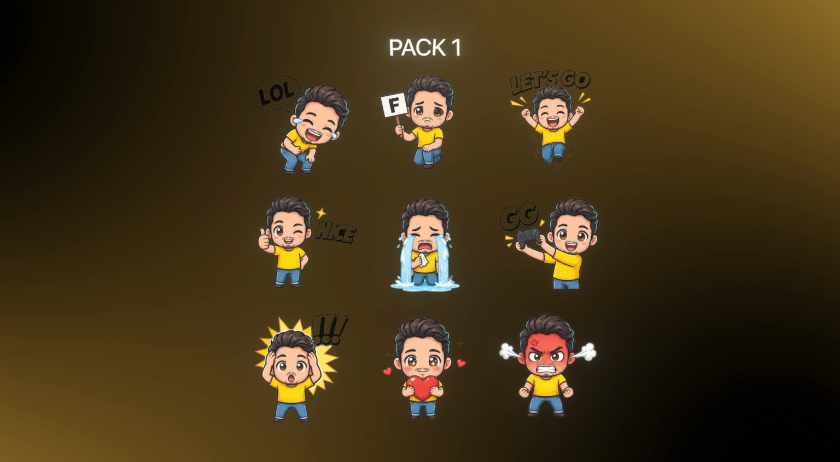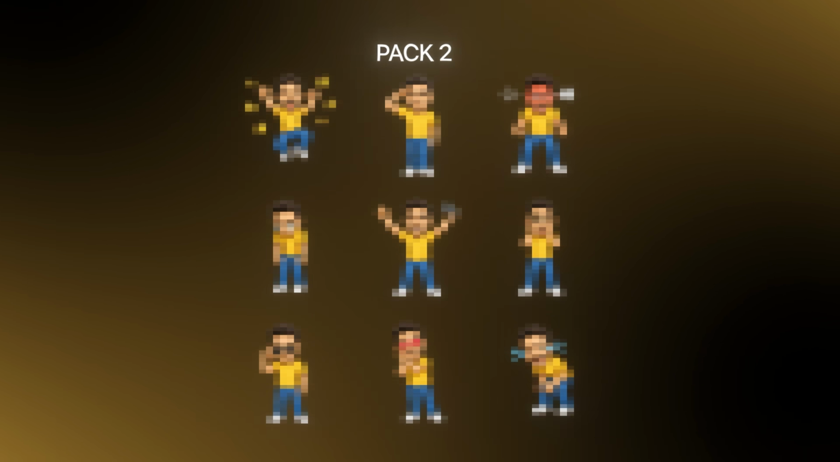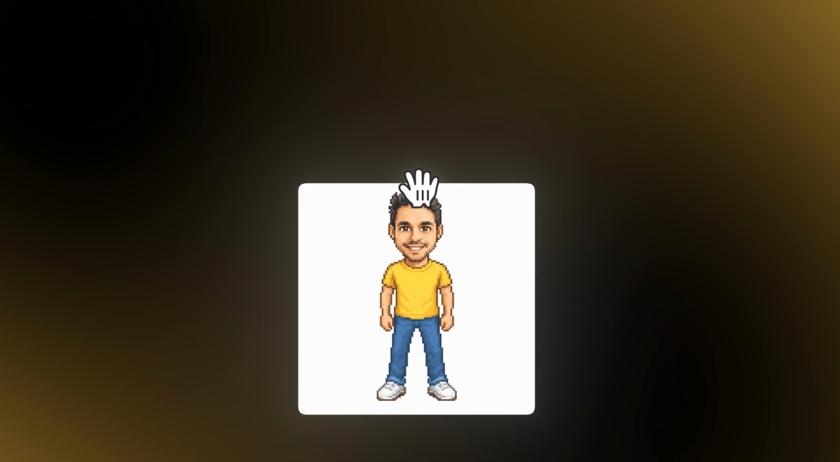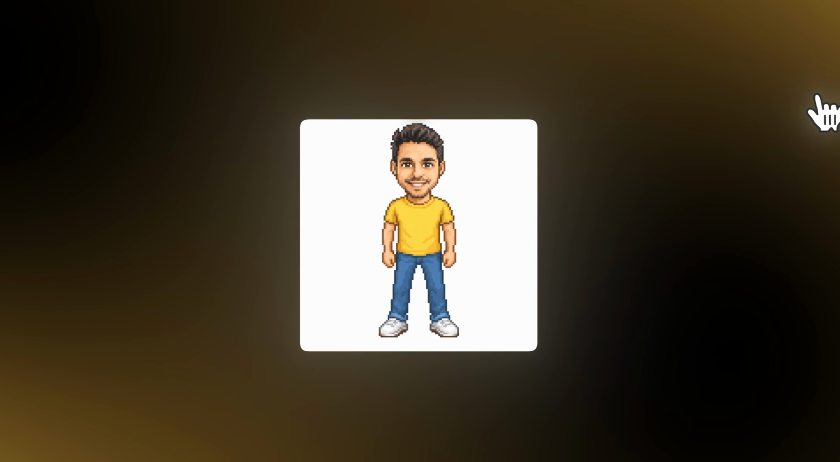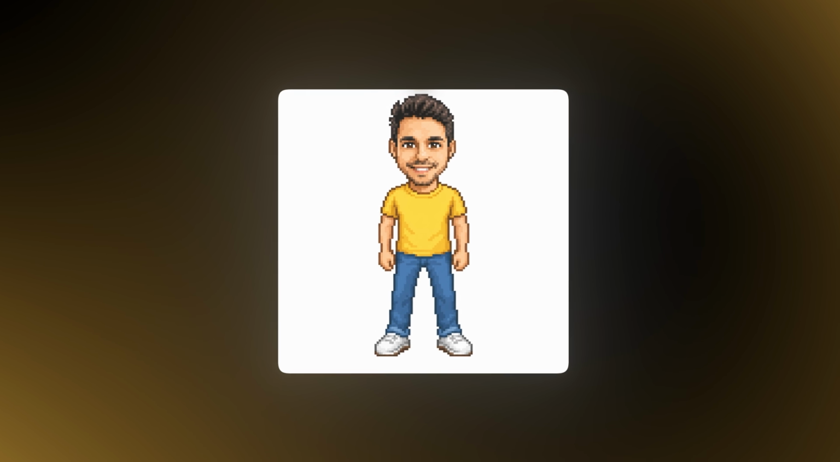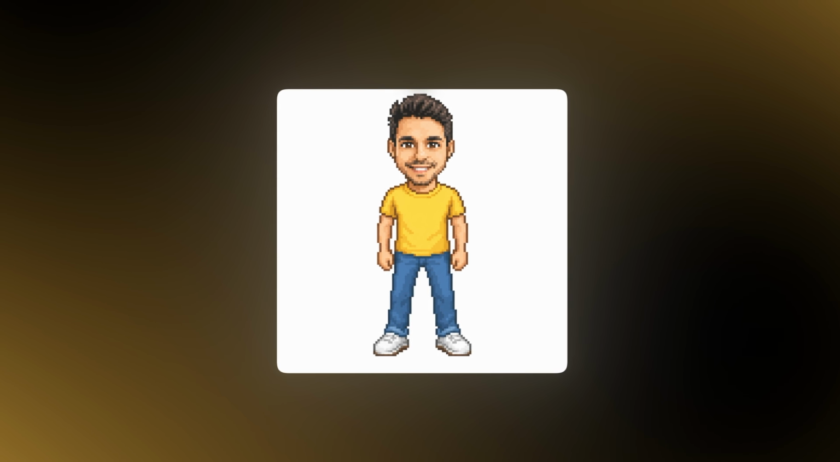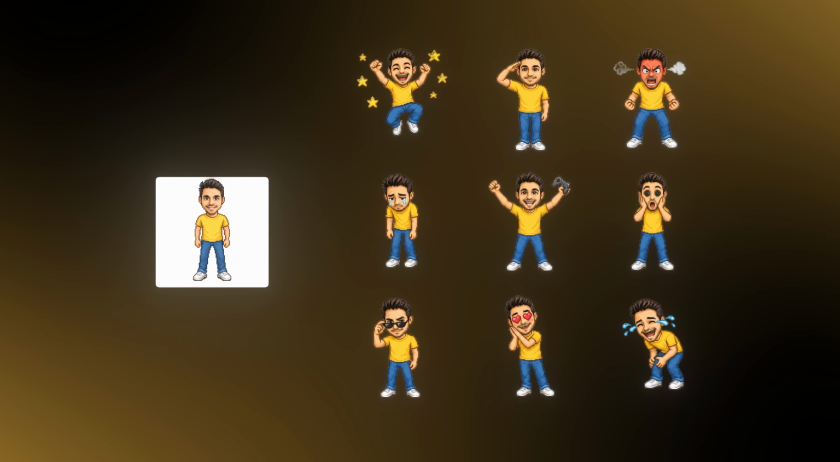I don't want to stop at just one pack though, so I'll build a second one too, and the tricky part is making sure it doesn't feel like a copy of this one. For the second pack, I'll switch to a completely different look, clean 8-bit pixel art. The method is the same as the first pack. I'll lock in a starting point first, and then build the 9 reactions off it, so everything matches.